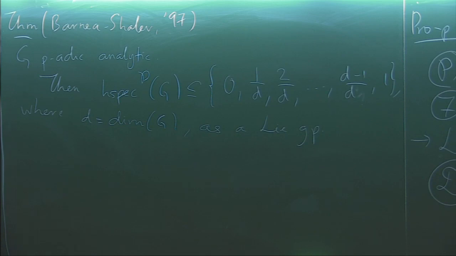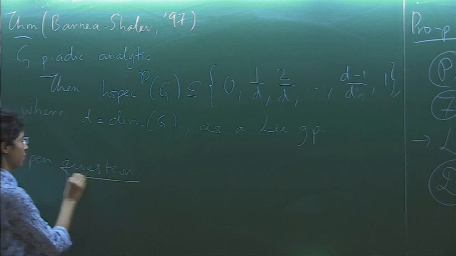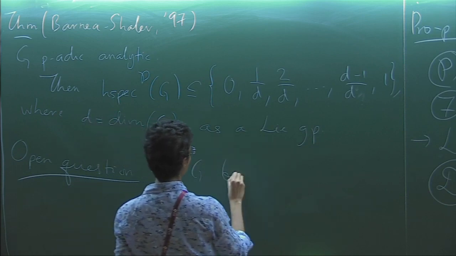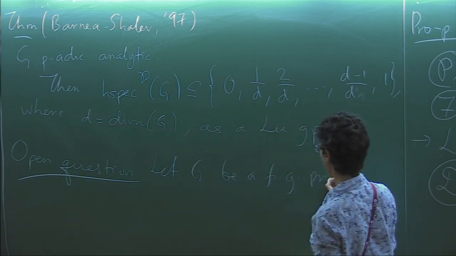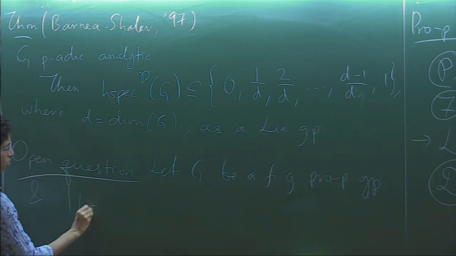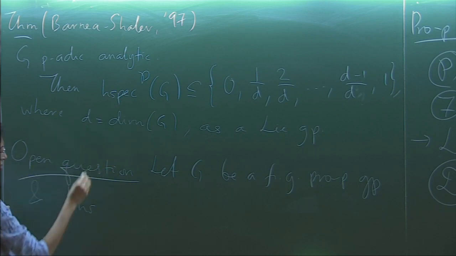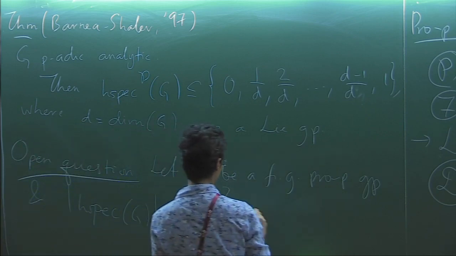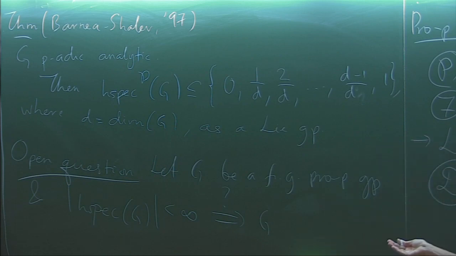But from this result, one of the big open questions in this topic of Hausdorff dimensional pro-p groups arose. A big open question is the following: does the converse hold? In other words, what do I mean specifically? If you have G, a finitely generated pro-p group, and it has finite Hausdorff spectrum, so you're not even insisting that the Hausdorff spectrum takes this nice form, as long as it's finite, does that imply that G is p-adic analytic? This is still open.